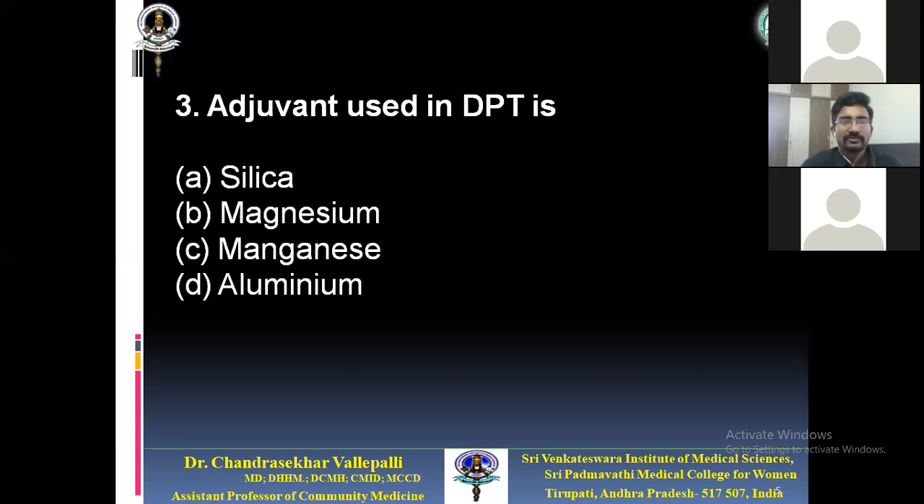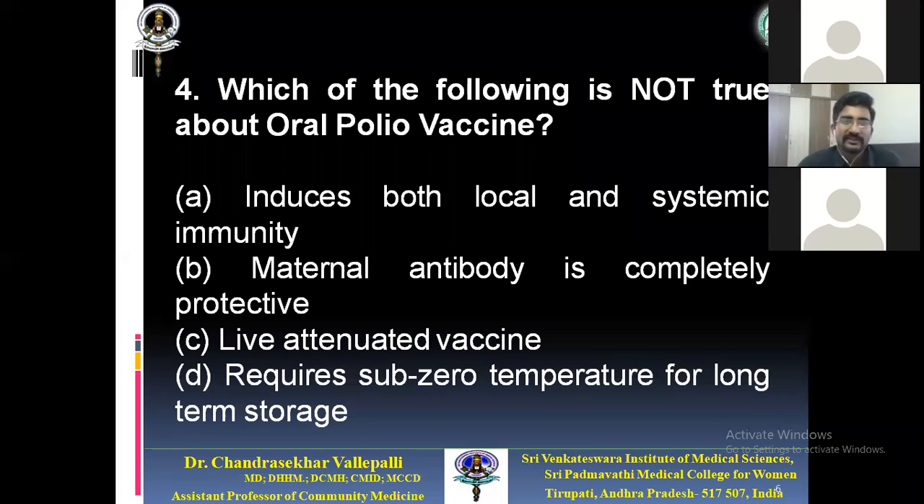Okay, so we'll move into the fourth question. Which of the following is not true about oral polio vaccine? A, induces both local and systemic immunity. B, maternal antibody is completely protective. C, live attenuated vaccine. D, it requires sub-zero temperature for long-term storage. Okay, again, you should eliminate the correct answers. Then you will be left with the one which is not true, right? Okay, we'll move on to the next question.